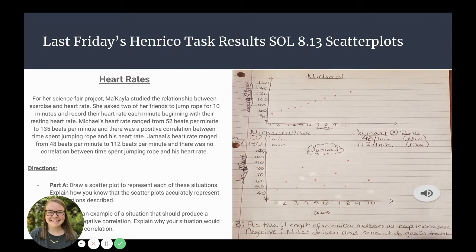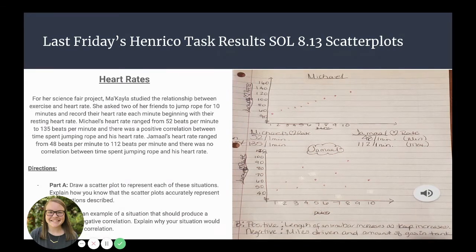For part B, it asks to give an example of a situation that should produce a positive or negative correlation and explain why your situation should generate the correlation. So for B, you could have something like the length of an iron bar increases as the temperature increases, or the rate at which ice melts as the temperature increases. We all know that as you increase the temperature, of course, ice is going to melt faster. So that is a positive correlation.